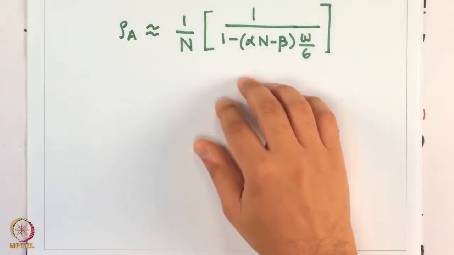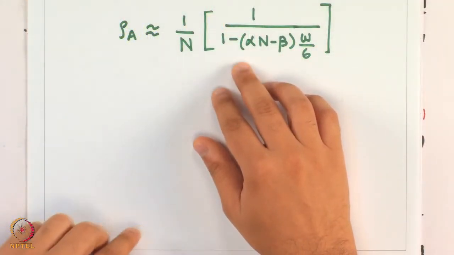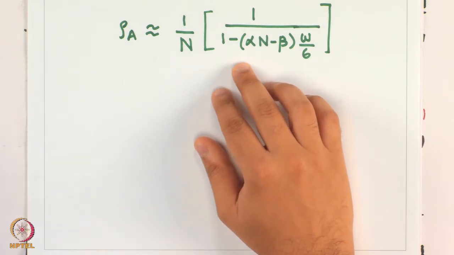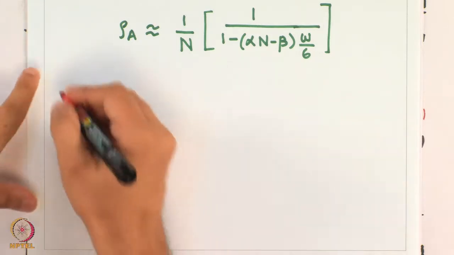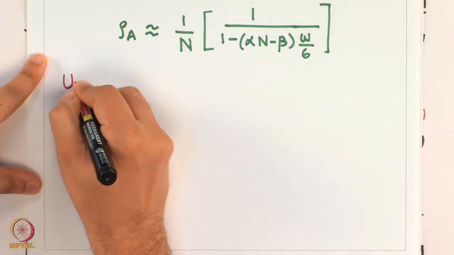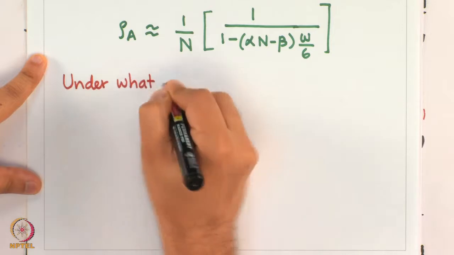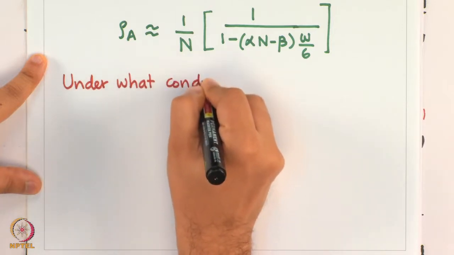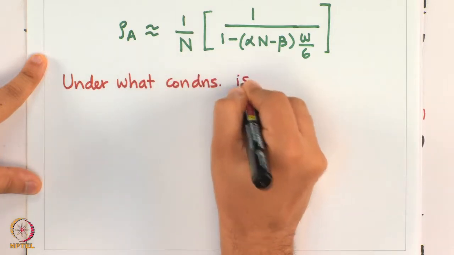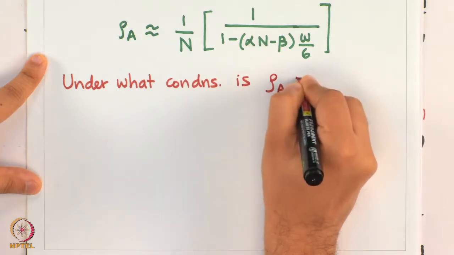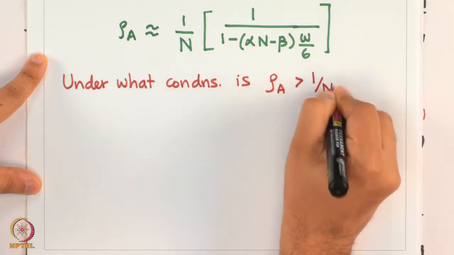But what happens here? Let's look at this expression. What we are interested in is under what conditions. So the question that we are interested in here is: under what conditions is rho A greater than 1 by n?